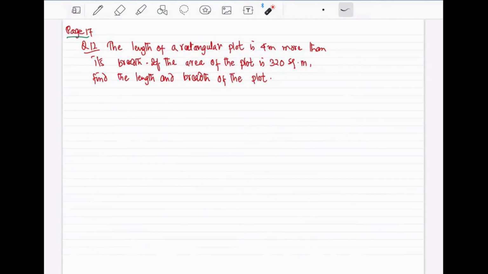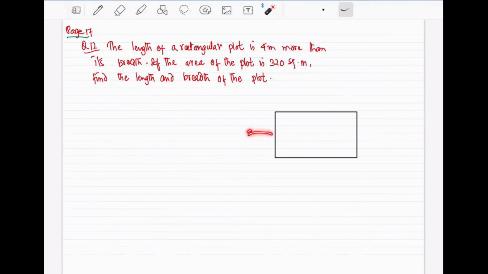So look, what does it say? Length of a rectangular plot is 4 meters more than its breadth. What do we have here? We have a rectangular plot. Okay, we have a rectangular plot. So what does the equation say about the length and breadth of the plot? Length is 4 meters more than its breadth. Look again. Length is 4 meters more than its breadth.